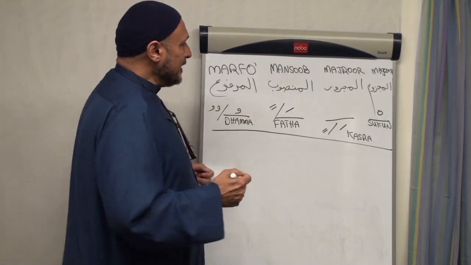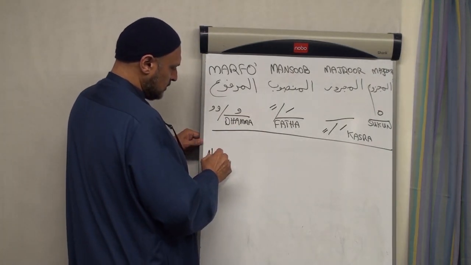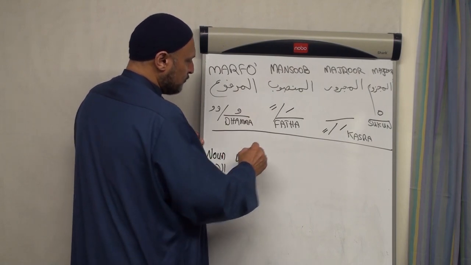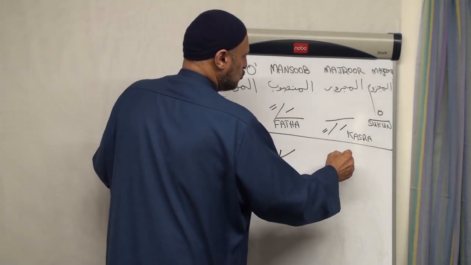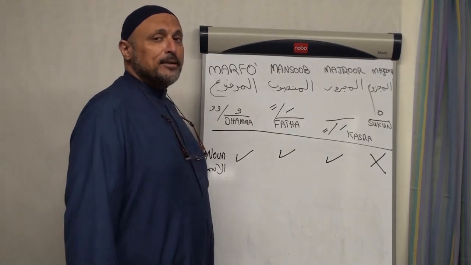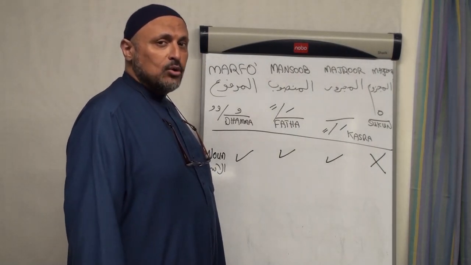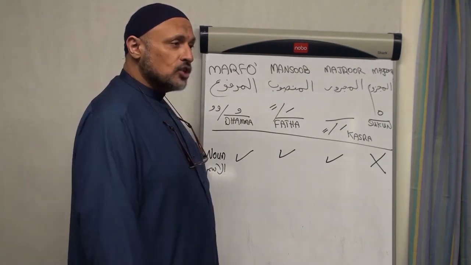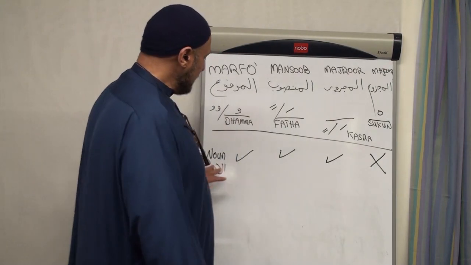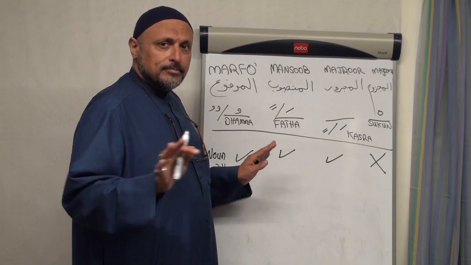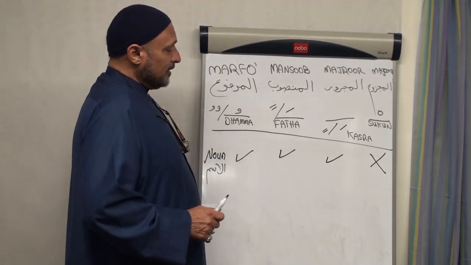Now, before we start taking examples of marfu', mansub, majroor, and majzoom, I want you to remember this rule of thumb. In Arabic language, we have 4 grammatical positions. A noun, an ism, takes marfu', mansub, and majroor positions. A noun is never majzoom. You will never find a noun with a sukoon unless it's a mabni. Otherwise, it is a changeable position. Majzoom, no. Al-ism, there is no majzoom.